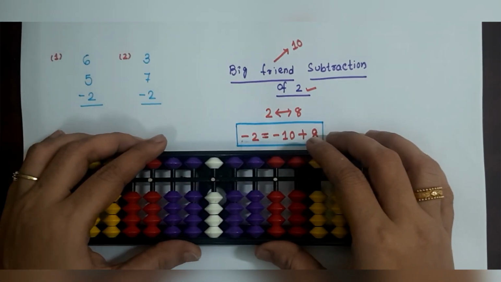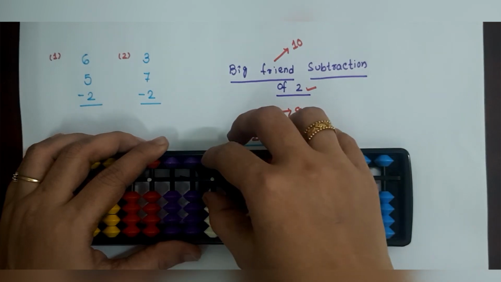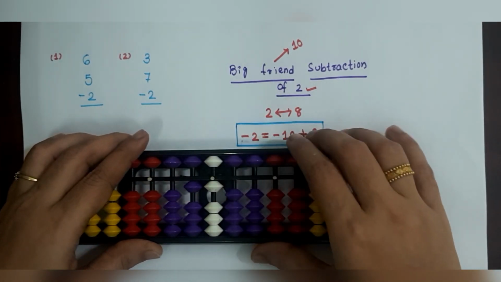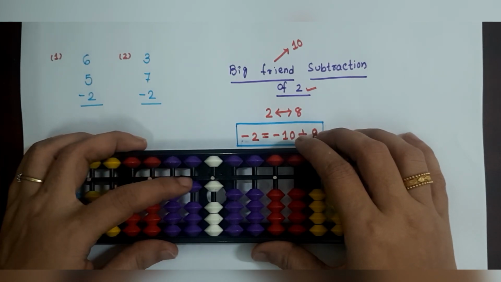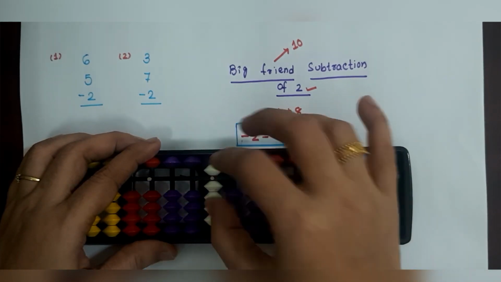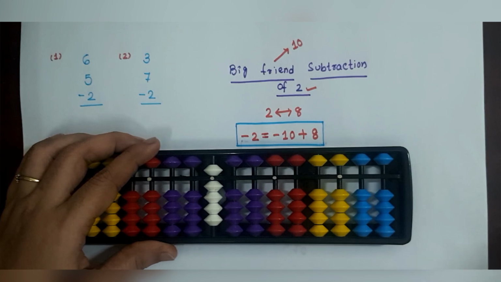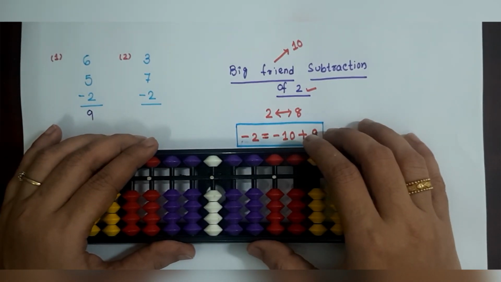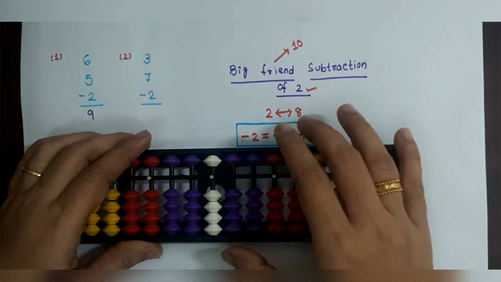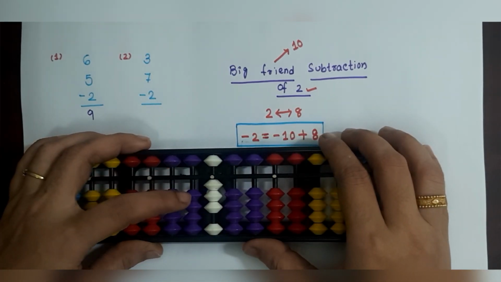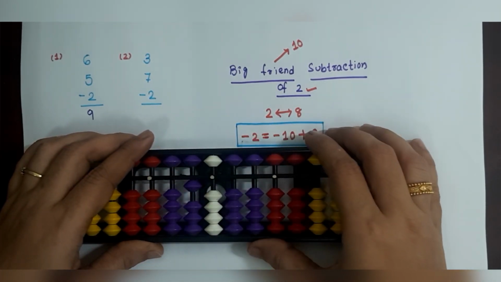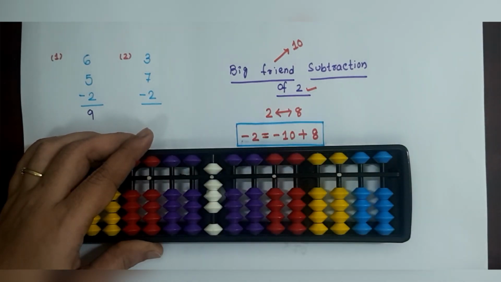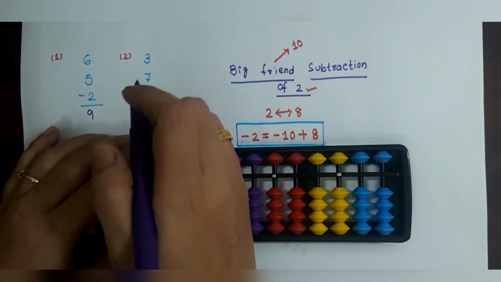Now the first sum is 6 plus 5 minus 2. 6 plus 5 is plus 10 minus 5. Minus 2 is minus 10 plus 8. So the answer here is 9. Like this, let us solve the second sum, which is 3 plus 7 minus 2. 3 plus 7 is plus 10 minus 3. Minus 2 is minus 10 plus 8. So the answer here is 8.